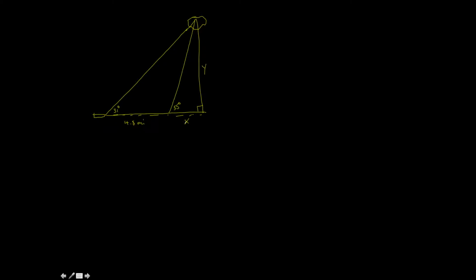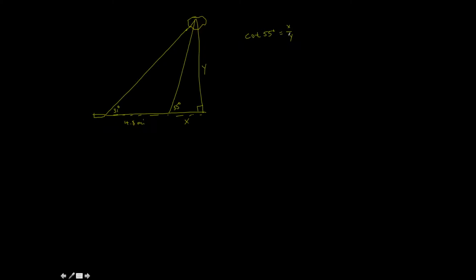We have two unknown sides and an angle. So what relates two sides and an angle? Well, in this case, it's going to be cotangent. We can say without a doubt that the cotangent of 55 degrees is equal to x over y. Now we chose cotangent here because we're going to solve this for x.